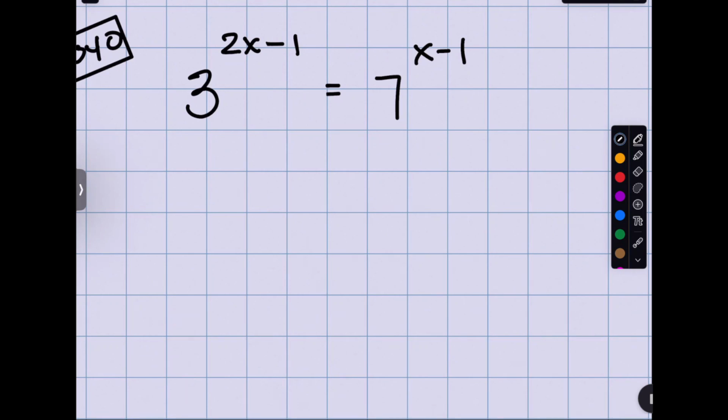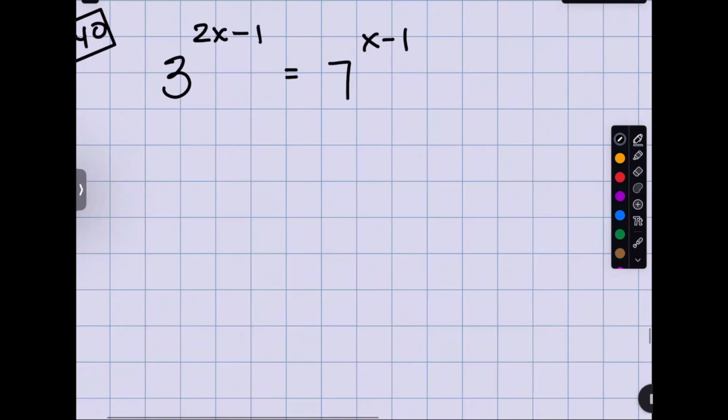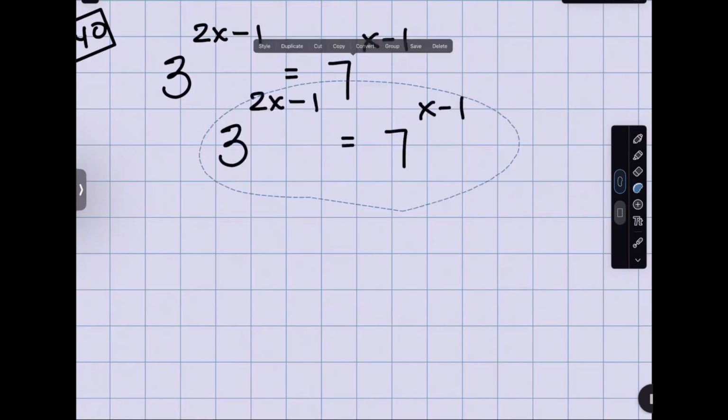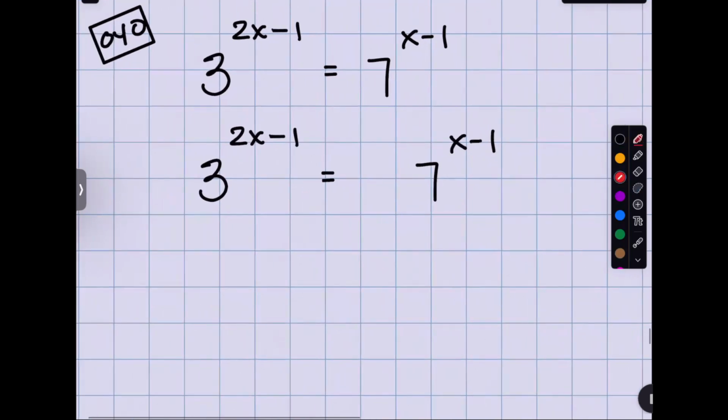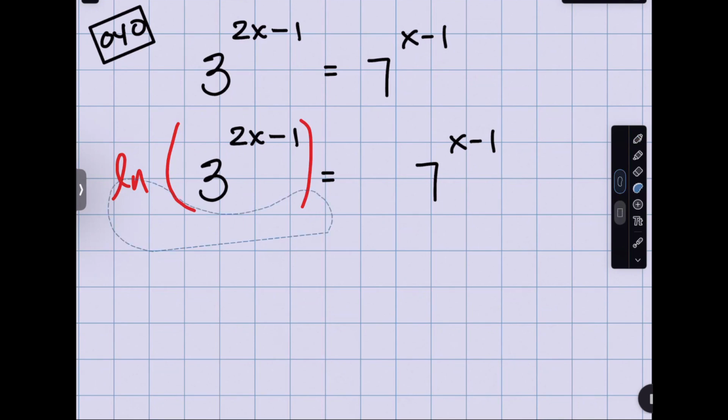How we doing? Not so hot. I'm guessing everybody was able to do this. All right. Good start. We were able to start. That's good.